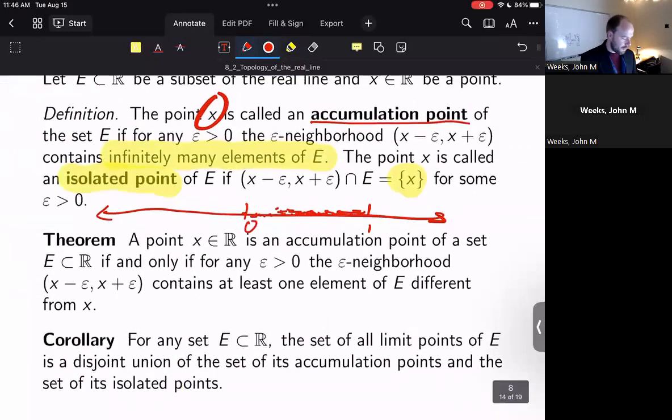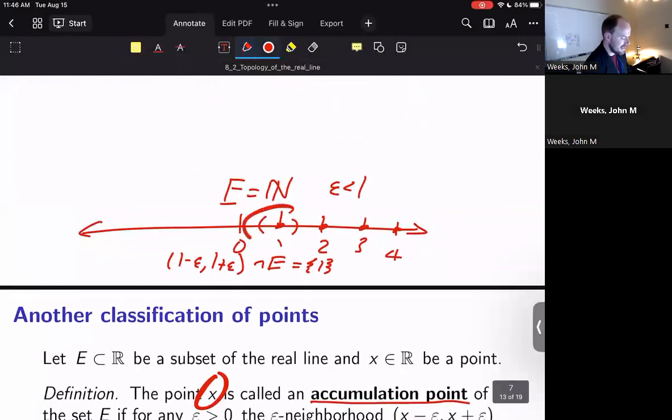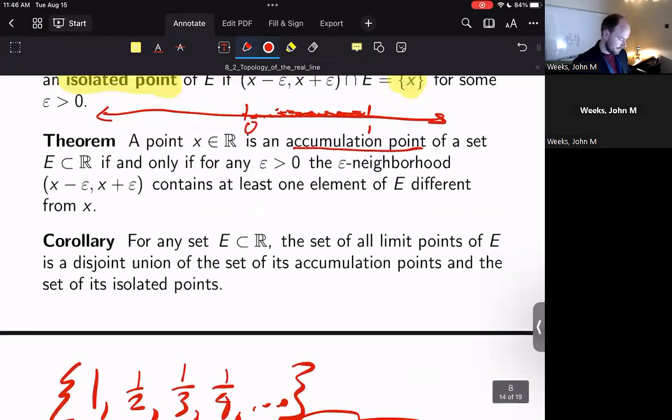So here is our theorem for accumulation versus isolated point. Instead of talking about infinitely many points inside of our set E, let's talk about it this way. Let's take a look at the epsilon neighborhood without the point x itself, like without the natural number points. So for example, let's take a look at this epsilon neighborhood, but let's ignore 1. How many points of the set E are inside of that epsilon neighborhood? None. The only point there is the isolated point.